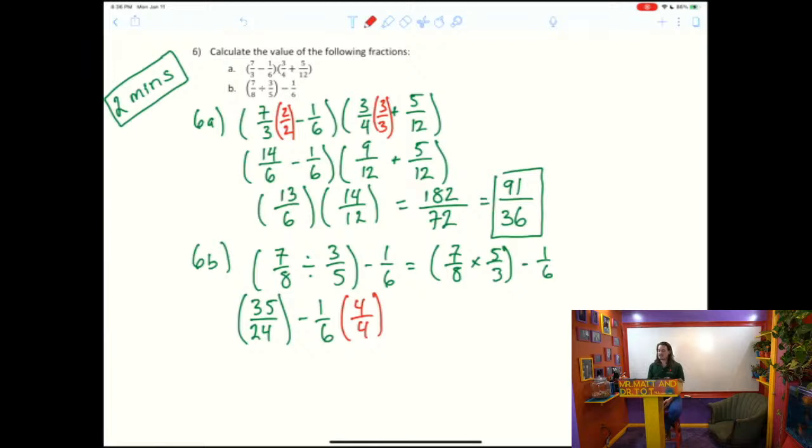For the second one, 7/8 divided by 3/5, that's the same thing as 7/8 times 5/3. 7/8 times 5/3 is going to be 35 over 24. And now I need to get 1/6 to have a common denominator here, so I'm going to multiply 1/6 by 4 over 4. So this is going to turn into 35 over 24 minus 4 over 24. So that's going to be 35 minus 4 over 24, which is going to give me 31/24.